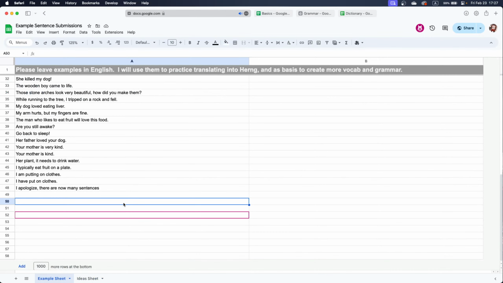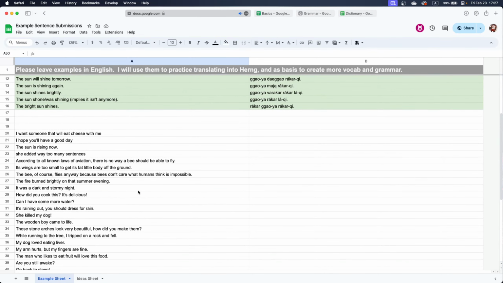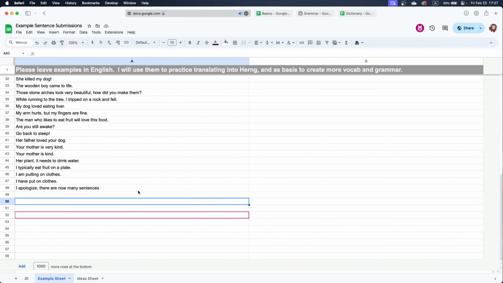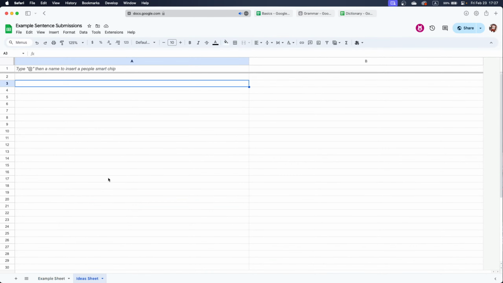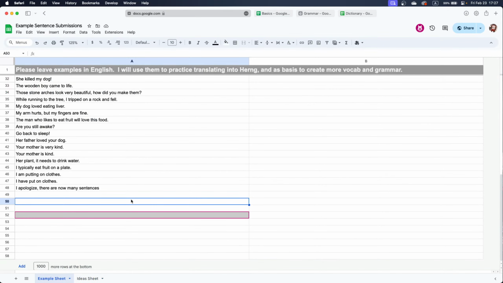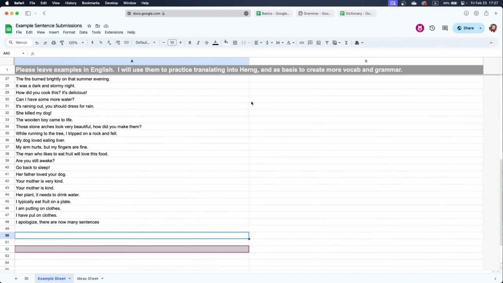But anyway, so yeah, I've updated the sheets. So if you want to add example sentences I can use to translate into Herng, or if you have ideas for the language, whether it's at this point in time or for future points in time, like say the villager language that will be spoken by the plains people versus the jungle people, feel free to add it into this ideas sheet here. It's in the same file as the example sentences commission.